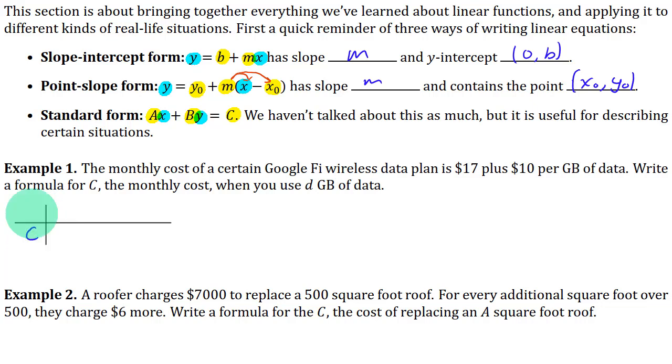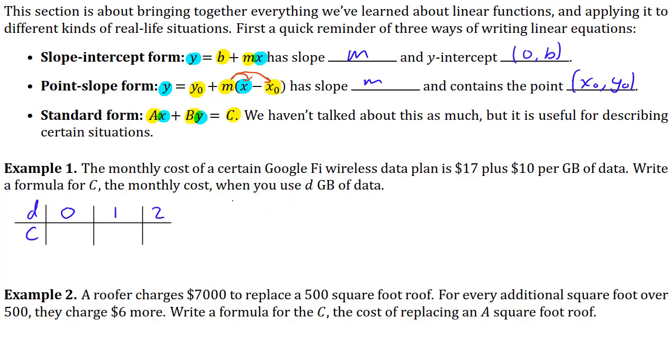So it's going to be a formula for C. C is going to be the output. D is going to be the input. Let's think about, what if you use 0 gigabytes of data? Or 1 gigabyte? Or 2 gigabytes? What is the cost there? By the way, I am going kind of fast here. If you need to pause it and read this more carefully, that's probably a good idea. I'm assuming that everybody understands this right now, and I'm just going to keep going.